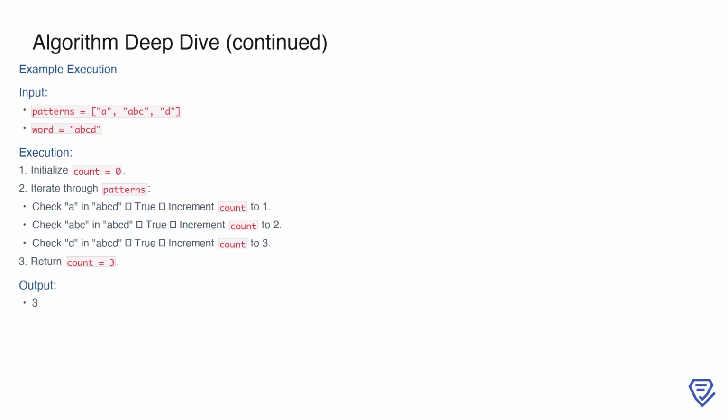Next, we check if ABC is a substring of ABCD. Again, this is true, so we increment count to 2. Finally, we check if D is a substring of ABCD. This is also true, so we increment count to 3. After processing all the strings in patterns, we return the final value of count, which is 3. This demonstrates how the algorithm systematically checks each pattern and tallies the matches.